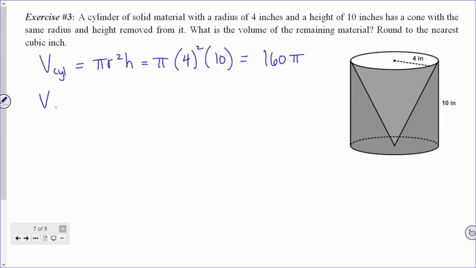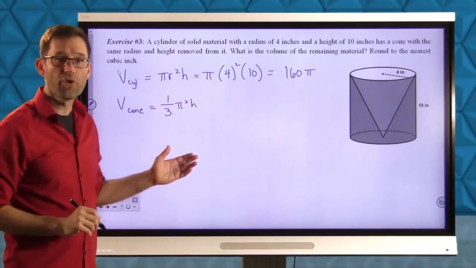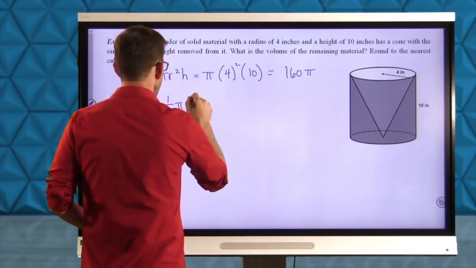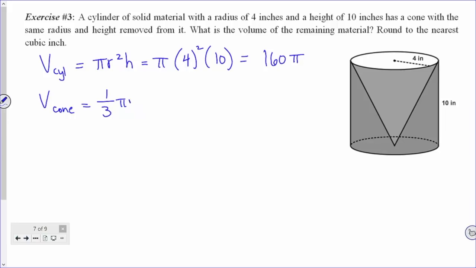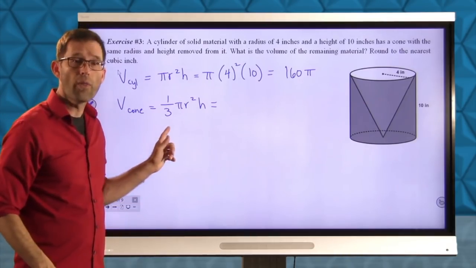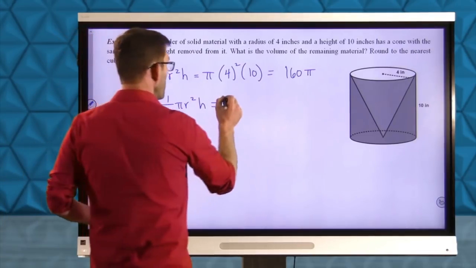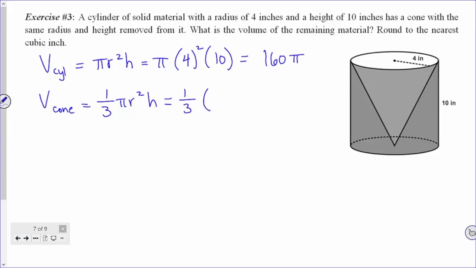Then I need the volume of the cone. Now that's actually exactly the same calculation, but just with a 1/3 out front. 1/3 pi, whoops, not pi squared. This is what happens when I try to talk and write at the same time. It just doesn't work well, which is a limitation for a teacher, let me tell you. So I've got 1/3 pi r squared h, but all of those things are basically the same. 1/3 times pi times 4 squared times 10. And not surprisingly, this is 160 pi.